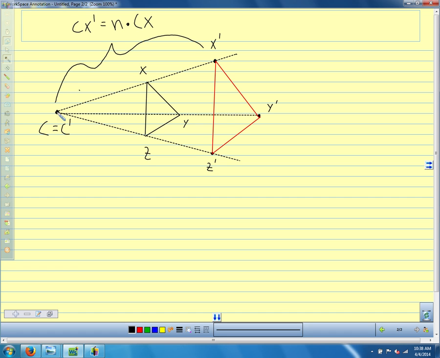And I could do that for any of these. The distance from C to Z prime is the scale factor times the distance from C to Z. Same for Y and Y prime. My lengths get multiplied by the scale factor. So X prime Y prime, the length of this side of the triangle, is n times the length of the side of the smaller triangle. Same with each side of the triangle. Y prime Z prime is the scale factor times the length of this side of the triangle. And same with this side: X prime Z prime is n times XZ.